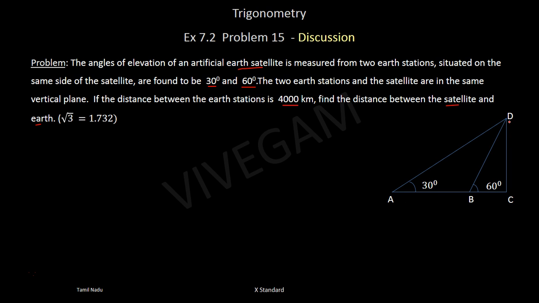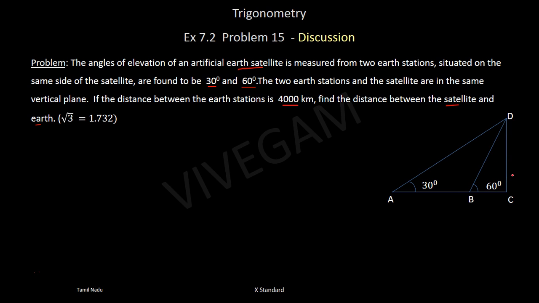Now we are asked to find the distance between the satellite and the Earth. So this is the distance, that is basically the height. Now we have two triangles, ACD and the other one BCD. So tan 30 will get us CD by adjacent, that is CD by AC, and you know the tan 30 value, which means AC you can write in terms of CD. Similarly, using tan 60 is CD by BC, you can write BC in terms of CD.